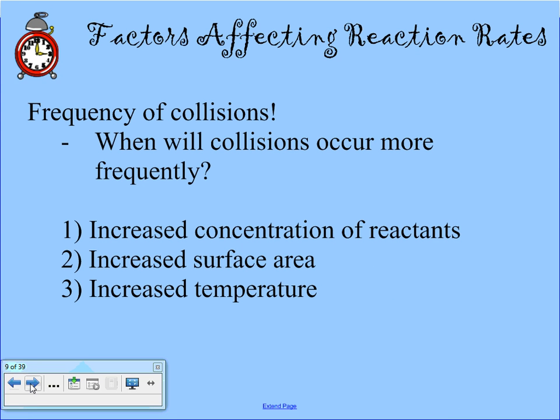There are three factors that will affect reaction rates because they affect the frequency of collisions. Remember, the theory is that a reaction occurs when a collision happens. So the more collisions there are, the faster the reaction rate will be. And these three things will affect how frequent the collisions occur. And those are increased concentration, increased surface area, and increased temperature. Three things that you saw in the first lab for this chapter.